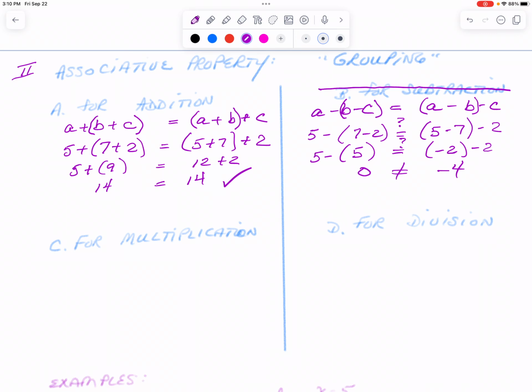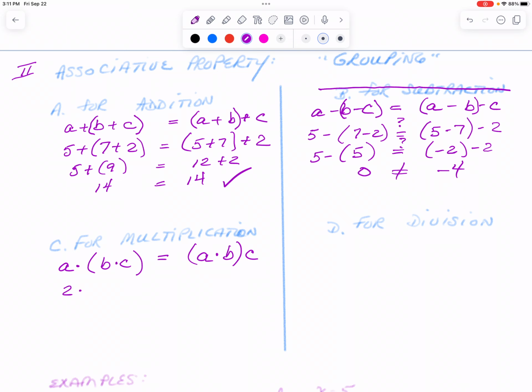All right, so let's try the associative or grouping property for multiplication. And this one is A times B times C, grouping the B and the C, and notice I'm keeping the same order, A, B, and C, and this time I'm grouping the other two values. So same order, A, B, C, grouping B and C on the left side and grouping A and B on the other side. So let's make up some numbers.